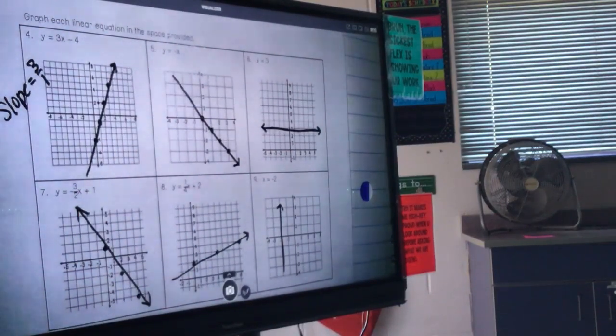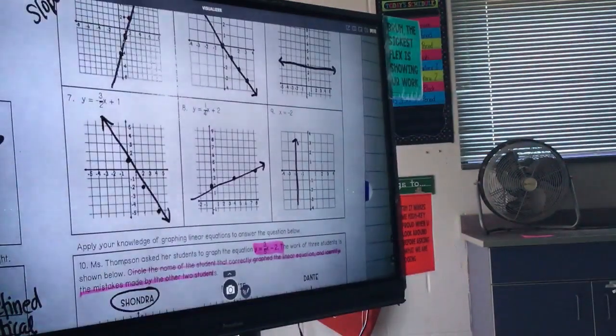Okay, moving on. Number 7. Please explain to me where we start. Nico, where do we start on this graph? For number 7. Number 7?